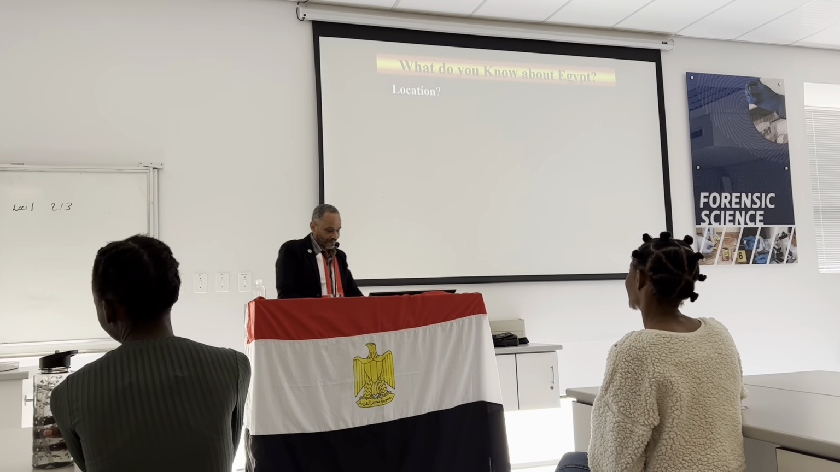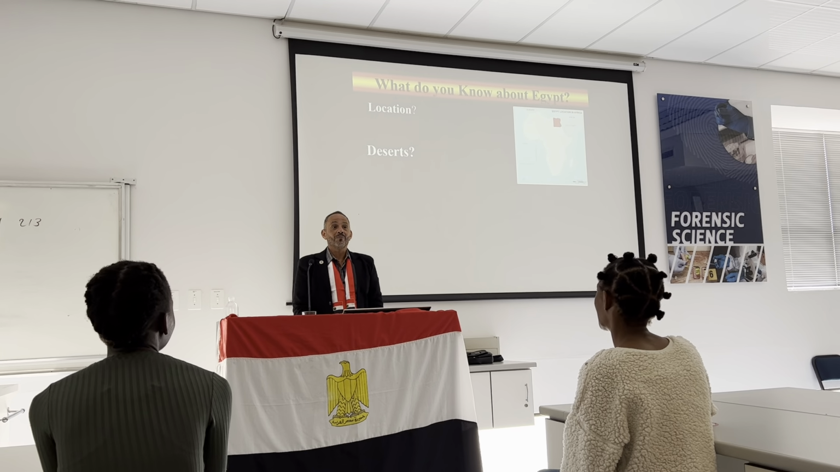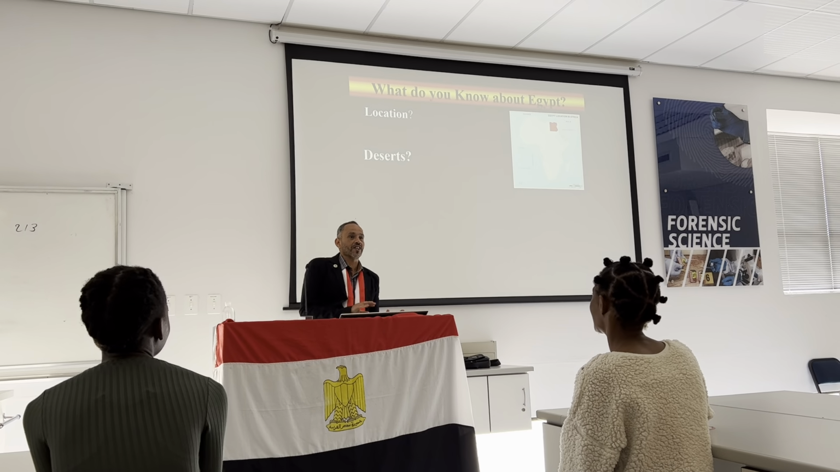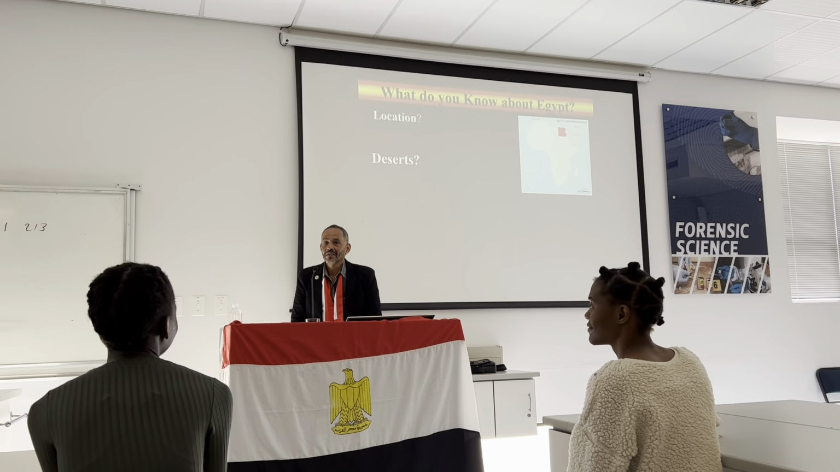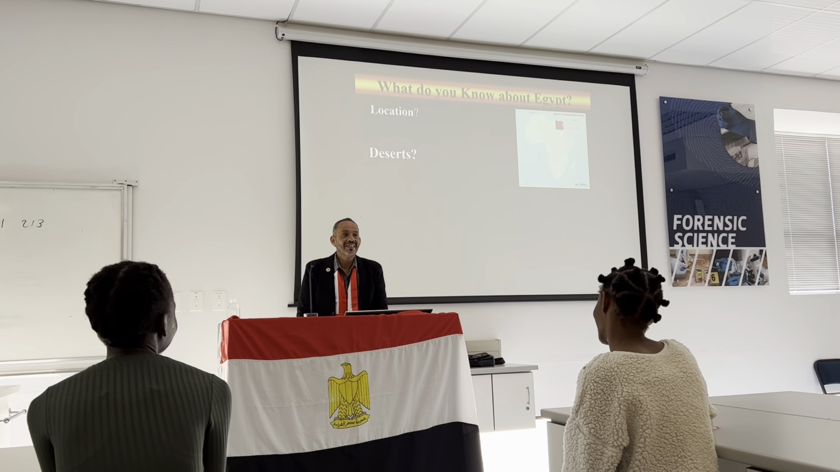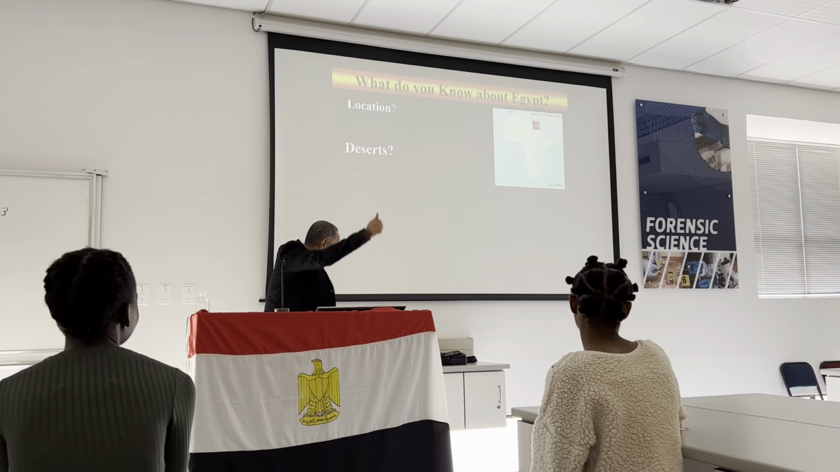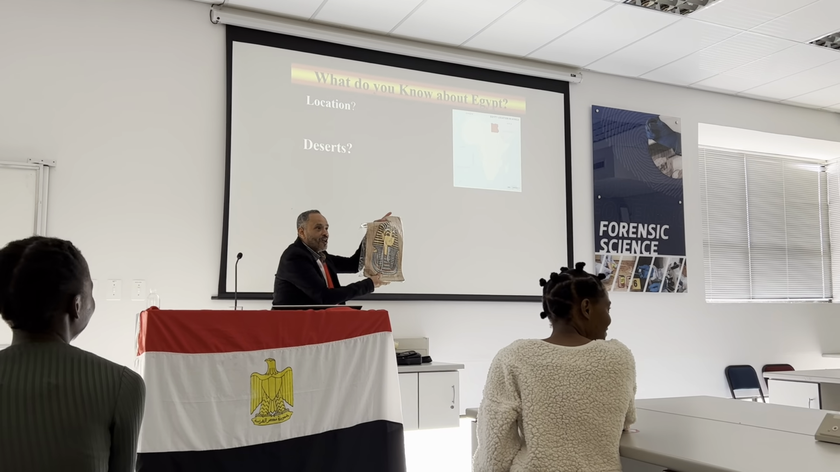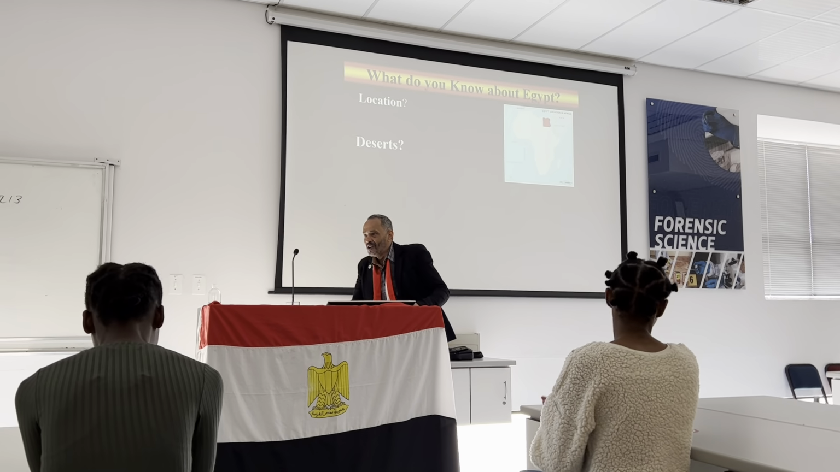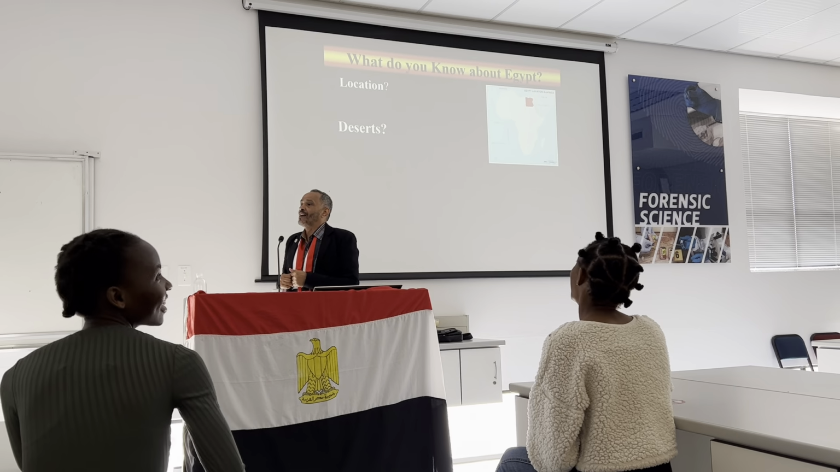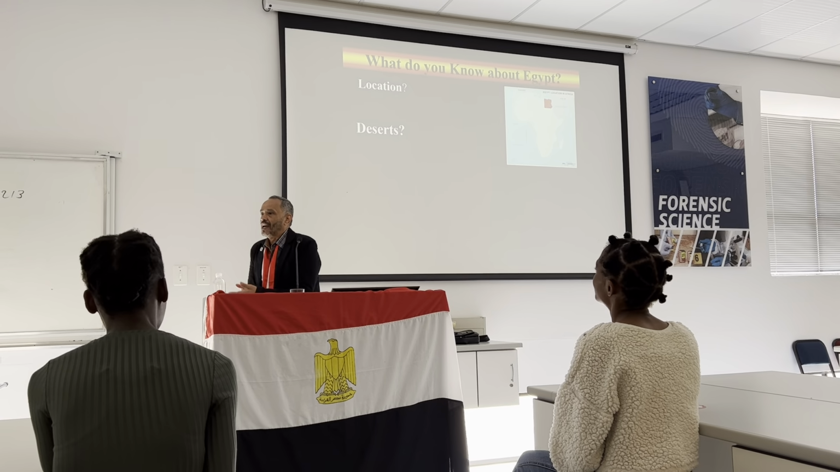Second question. Is it desert or desert and other things? Mixed. Mix between desert and other habitats. Good. So we have different environmental habitats. Egypt is not only desert, okay? It's a desert, agricultural, and marine habitat.